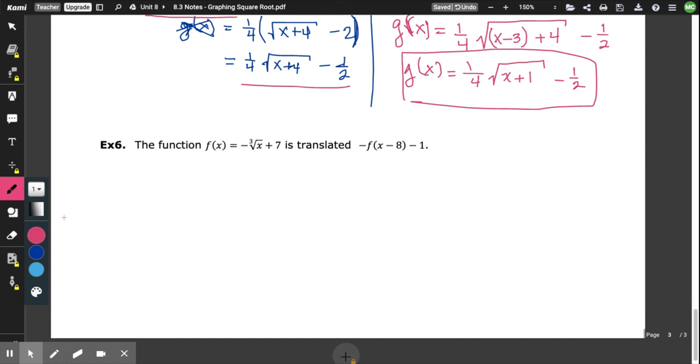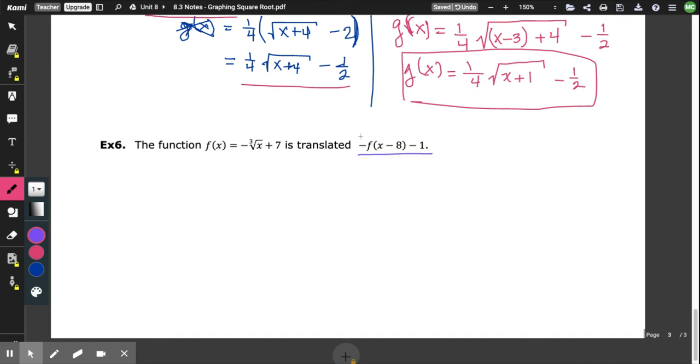And for the very last one there, I'm starting with a function that is not the parent function. So my function is negative third root of x plus 7. And we have to translate it like it shows here.